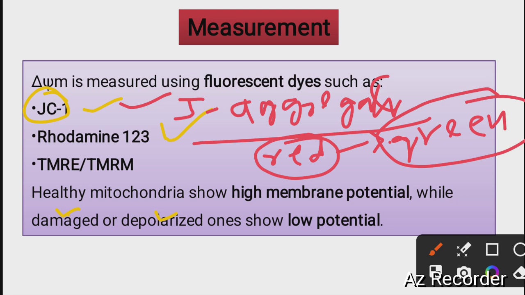And the uses of this JC-1: it is ideal for yes or no discrimination of mitochondrial polarization. If the mitochondria is polarized or depolarized, we can analyze it by this, and it provides a ratiometric measurement, making it more accurate for comparing samples, right? This is what it is all about, the JC-1.